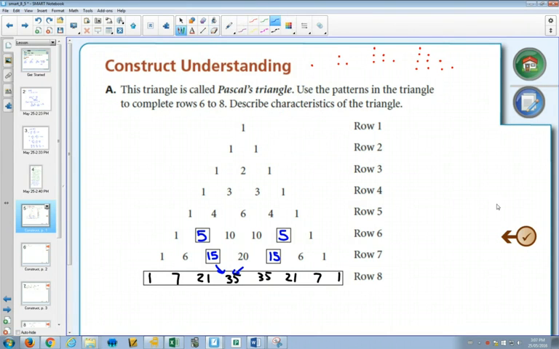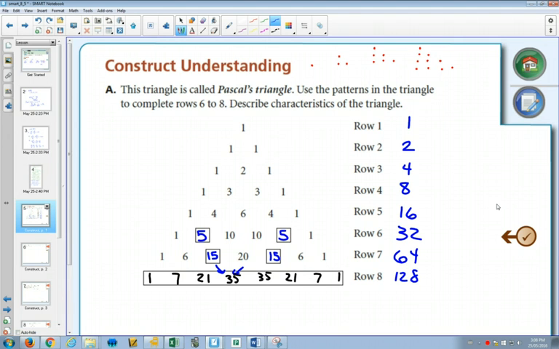some other cool things that you find if you add up the numbers in the rows. The first one adds up to 1. The second one adds up to 2. The third one adds up to 4. Then 8. Then you add these numbers up and you get 16. What do you think the next one's going to add up to? 32. And what's special about these numbers? They're the powers of 2.